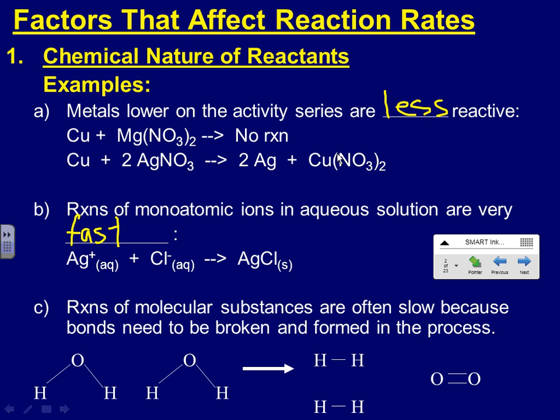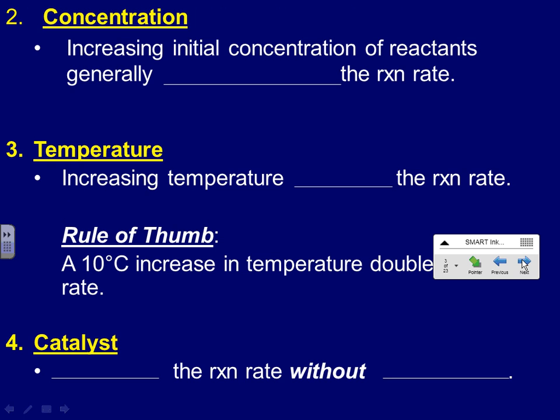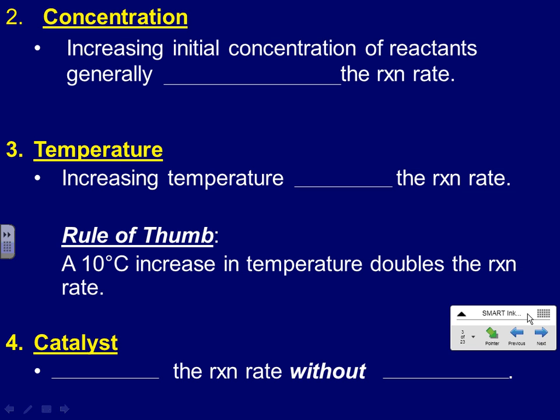So number one, the chemical nature of the reactants is a factor. What I'm doing is going through the different factors, then we'll talk about what collision theory is, and we'll go back and talk about how collisions can explain all this. Okay, factors number 2, 3, and 4, we'll put it all in one shot.